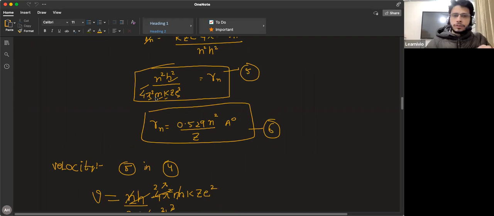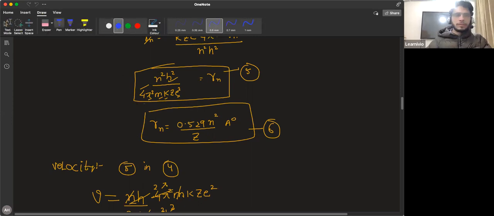h is the Planck constant, 4 pi is a constant, m is the mass of electron, k is the constant that we use in electrostatics, 1 over 4 pi epsilon naught, Z is the atomic number and e is the charge. When you put in all these values, you get that the radius of nth orbit is 0.529 n square by Z. That's the first thing we derived. Although 90% of the numericals will use only this concept, in a few numericals you will need this formula also, so it's better if you remember it.